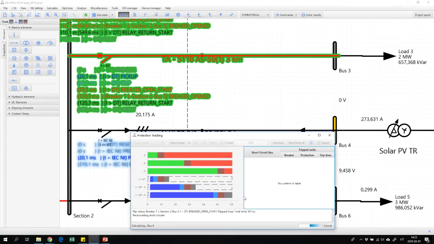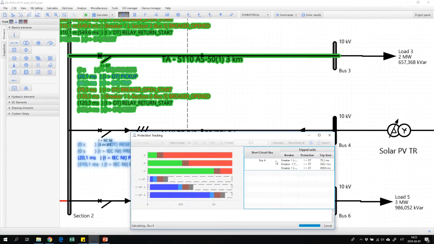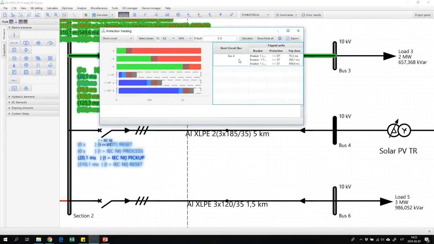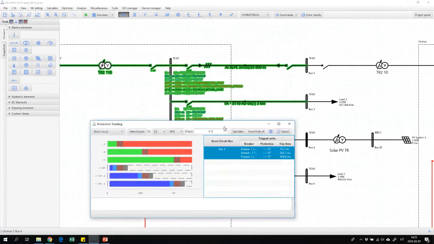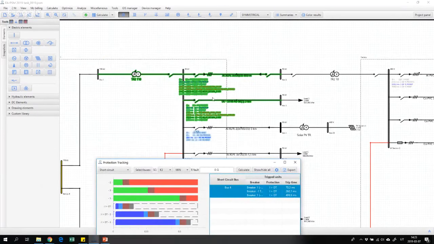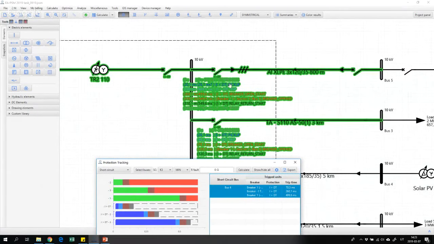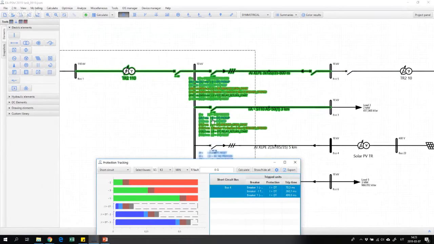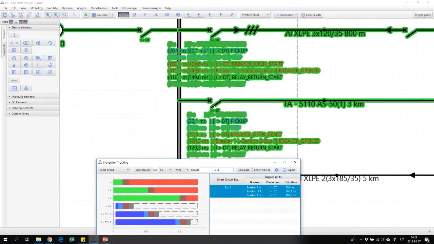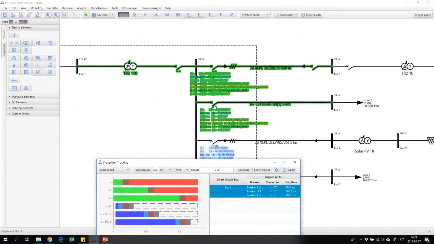Okay, so the software is now doing the required calculations. We can see that in case of a short circuit at bus 4, several protection devices are tripping. For example, even this protection device here is tripping, and this is of course not required. This one is tripping as well. So we can now check why these protection devices are tripping in case of a short circuit at a different bus.